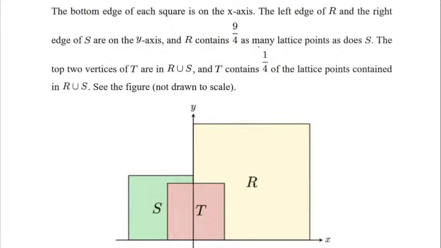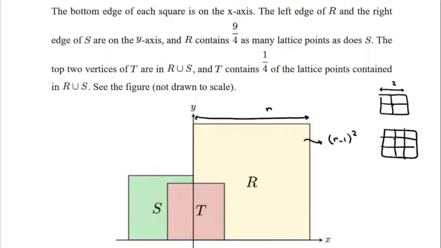And R contains 9 over 4 as many lattice points as S. Okay, for calculating this, let's consider this side length is R. So inside this, how many lattice points are there? R minus 1 squared. For example, look, if the length is 2, how many points are there? 1 point. If the length is 3, how many points are there? 2 squared. Okay? Now, it says R contains 9 over 4 as many lattice points as S. So R minus 1 squared equals 9 over 4 times S minus 1 squared. Suppose the length here is S, and the length here is T. Let's write it like this.